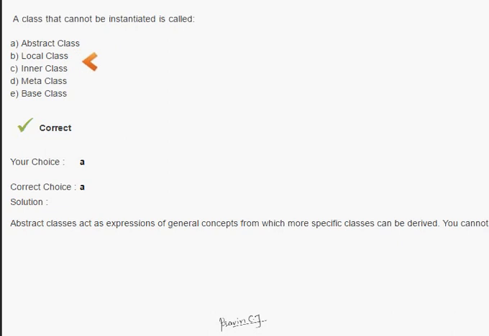The question is, a class that cannot be instantiated is called what? Options are local classes, inner classes, meta classes, base classes. Only the term inner classes is really regarding classes. Local classes, I don't know. Meta classes, I don't know. Base class, I don't know. Abstract class is the exact answer.